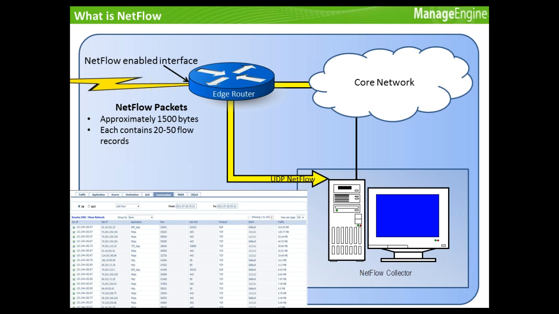So each NetFlow packet is somewhere around 1500 bytes, and each packet can actually contain around 20 to 50 flow records, about 50 conversation records.